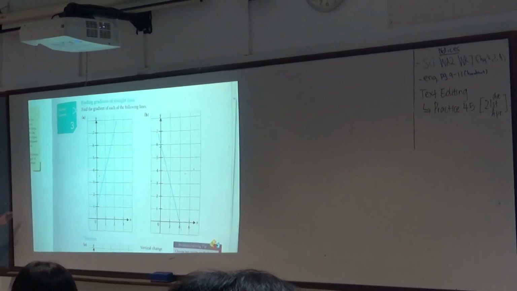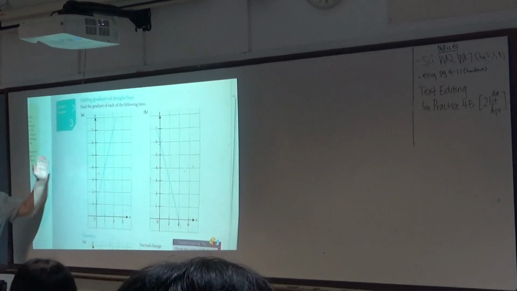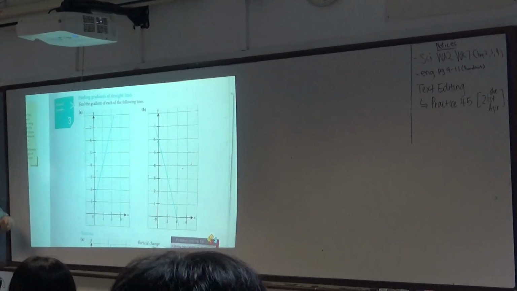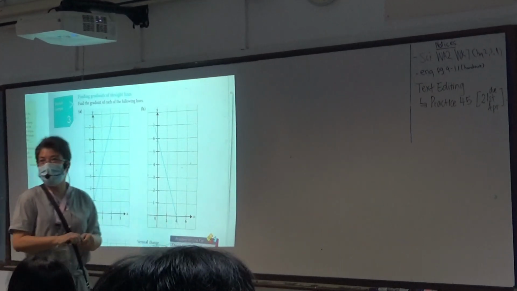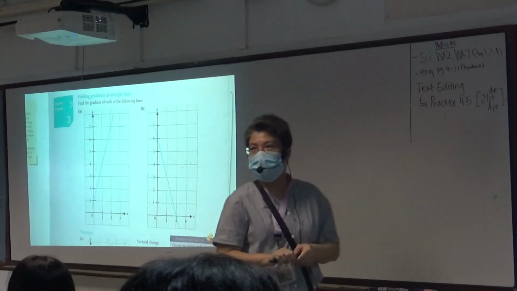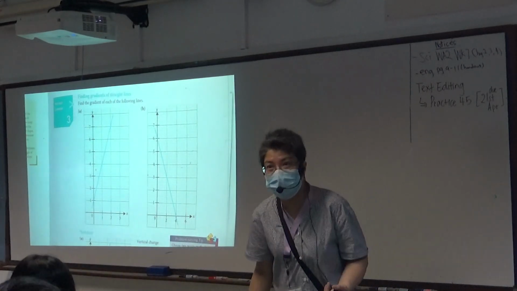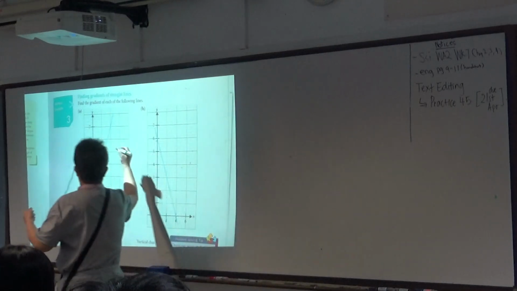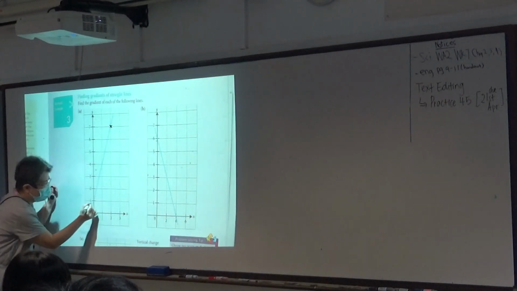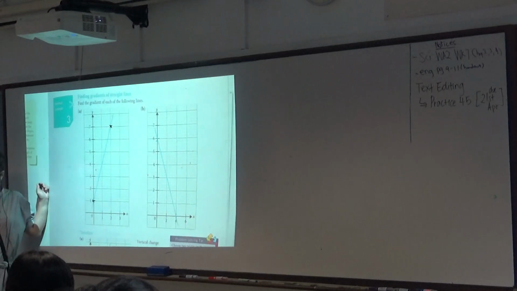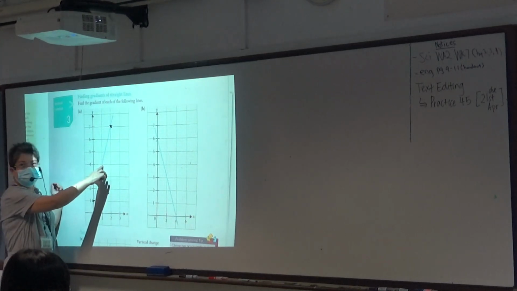Okay, example 3. Now, let's look at A first. I want all of you to look at the board. Look at A. Now, remember yesterday I said in order to find gradient, I must look for how many convenient points? 2. Any 2 will do, right? So, if you look, I can have it here and here, right? Correct. Can I also choose this one?